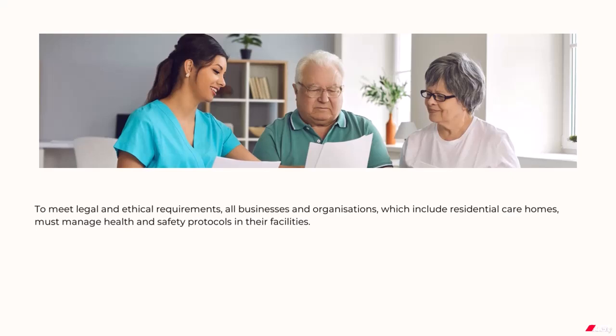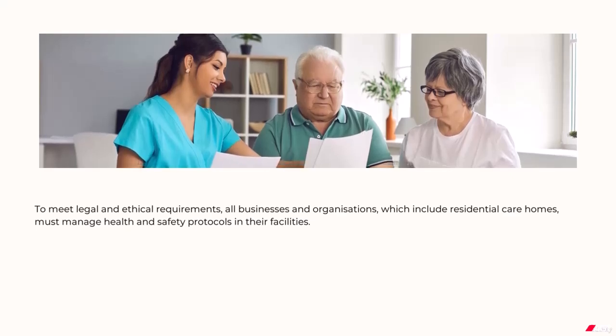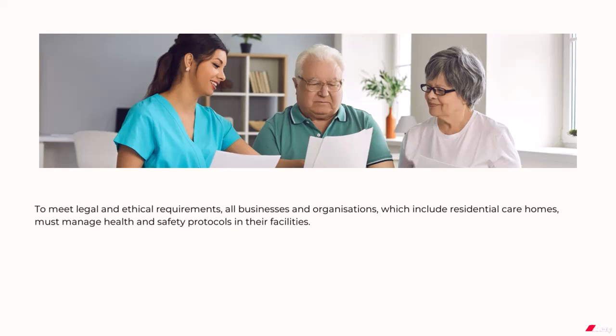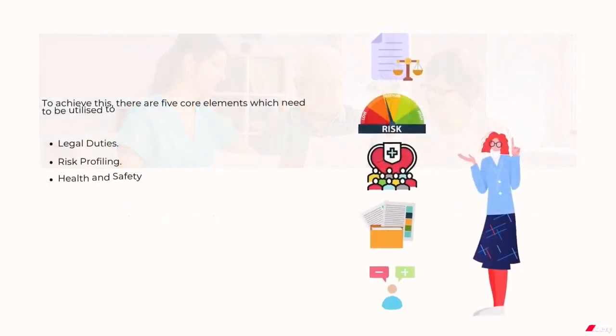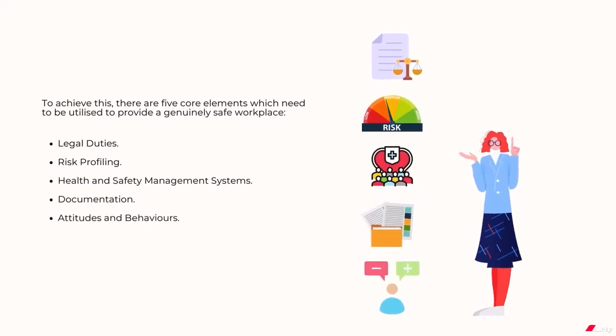To meet legal and ethical requirements, all businesses and organizations, which include residential care homes, must manage health and safety protocols in their facilities. To achieve these, there are 5 core elements which need to be utilized to provide a genuinely safe workplace: legal duties, risk profiling, health and safety management systems, documentation, attitudes and behaviors.